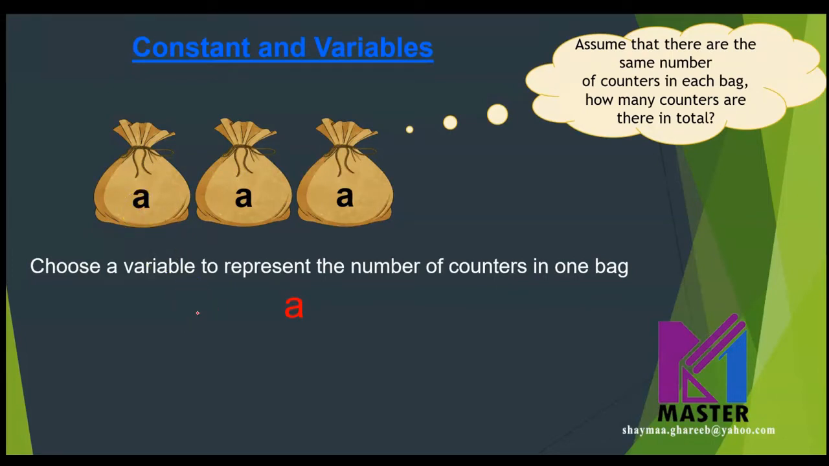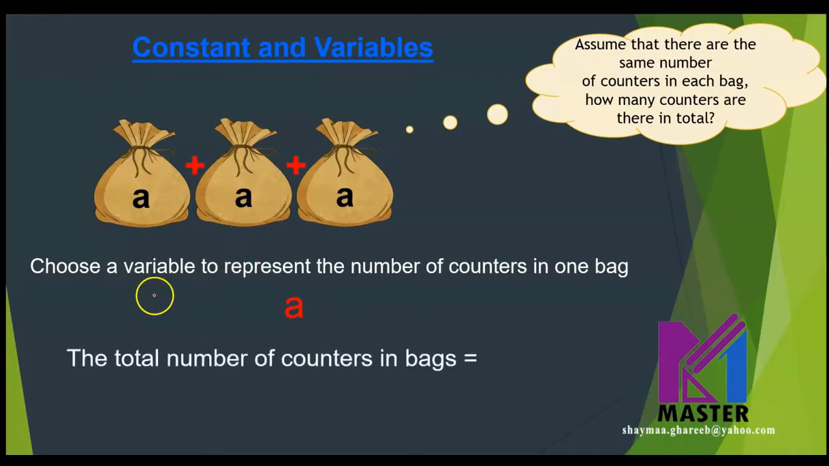Okay, so what should I do to get the total number of counters? I will do exactly the same. I will add all of them. So the total number of counters in the bags equals A plus A plus A. Okay, and we said before we can write it another way, which is 3 times A.